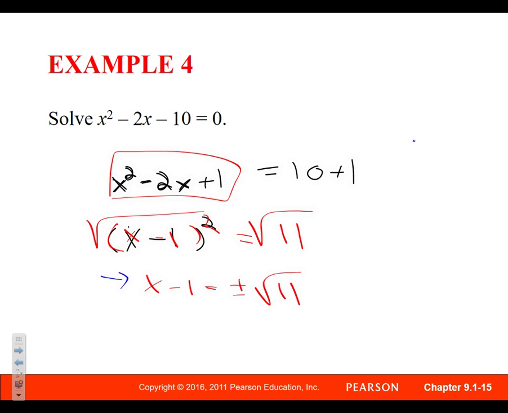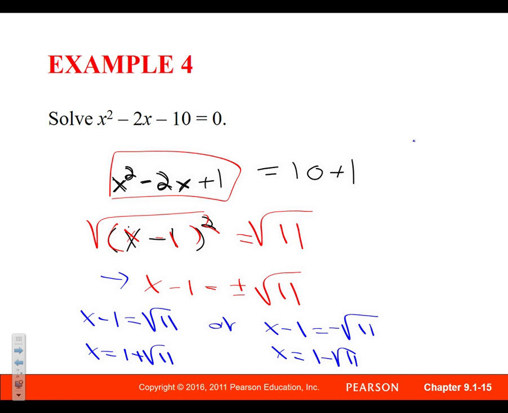At this point, that's where you would separate them. X minus 1 is equal to positive square root of 11, or x minus 1 is equal to negative square root of 11. Right? And then you would just go plus 1 to both of those. What I did was a combination answer. 1 plus square root of 11, 1 minus square root of 11. So here, x is equal to 1 plus the square root of 11. X is equal to 1 minus the square root of 11. Those are the answers. Those are actually the accurate answers, the exact answers.